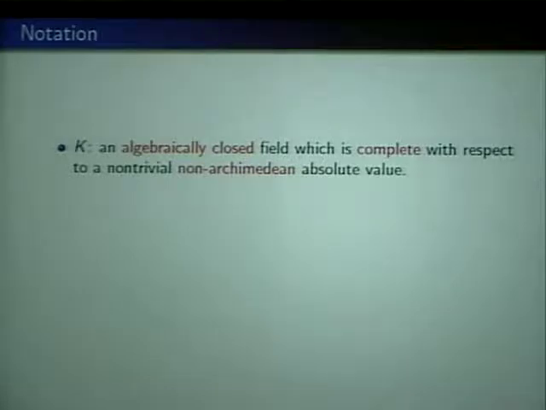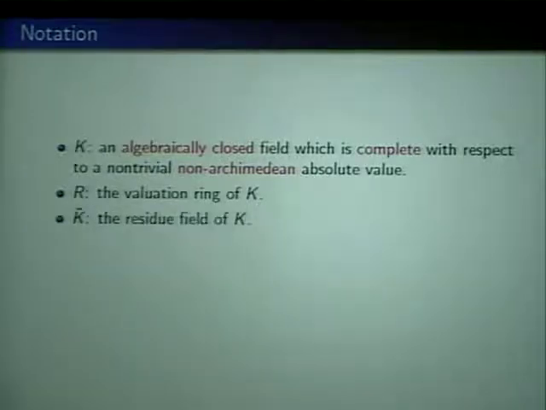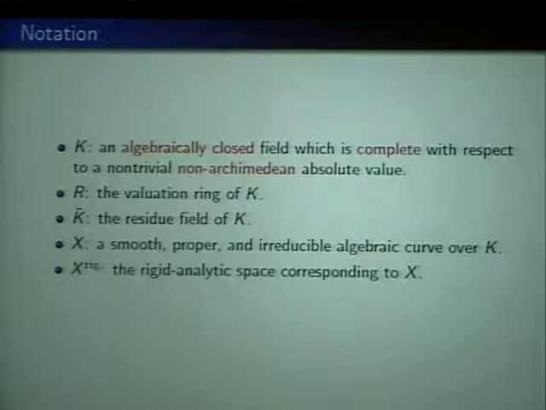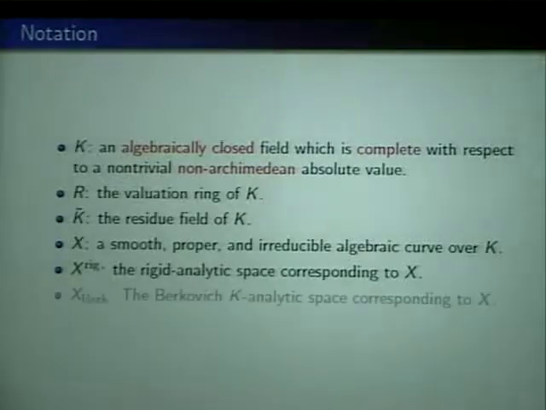Okay, so to review our notation, this field K will be algebraically closed and complete, and the valuation is non-trivial. R is the valuation ring of K, and K tilde will denote the residue field. And X will be a smooth, proper, and irreducible algebraic curve over K with associated rigid analytic space X rigid and associated Berkovich K-analytic space X Berk. So as Brian just mentioned, often this would be written Xn, but I will write it as X lower Berk.